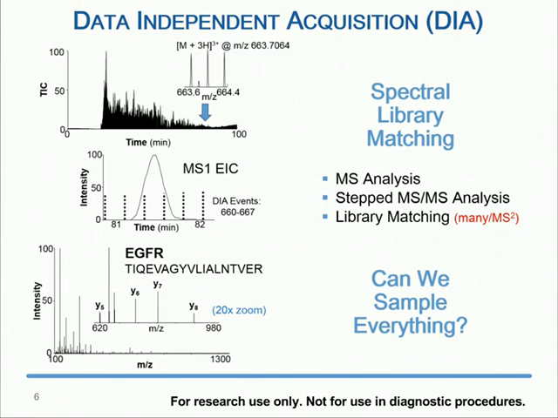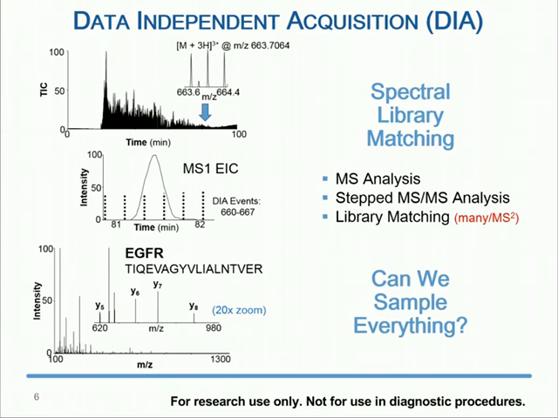Here again, the total ion current is on the top left corner, with the extracted ion chromatogram for one peptide of interest. And the question here is, using spectral library matching, can we just sample everything across the entire mass range that elutes with a certain amount of intensity? So we have an example here where we're showing the sampling with the dotted lines across the MS1 peak for the extracted ion chromatogram of a particular peptide from EGFR.